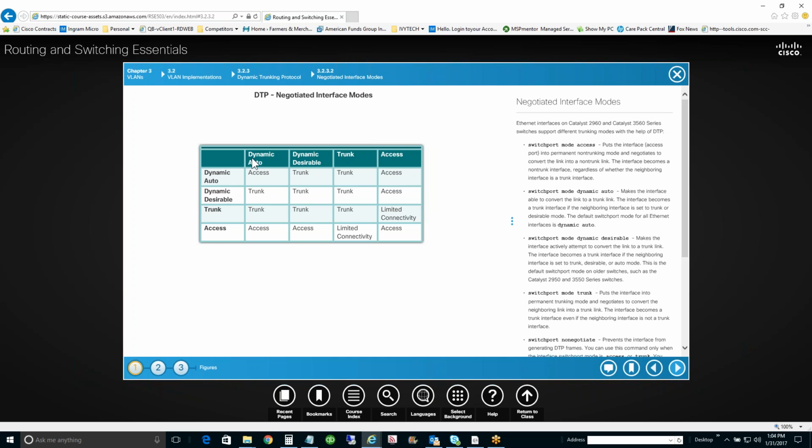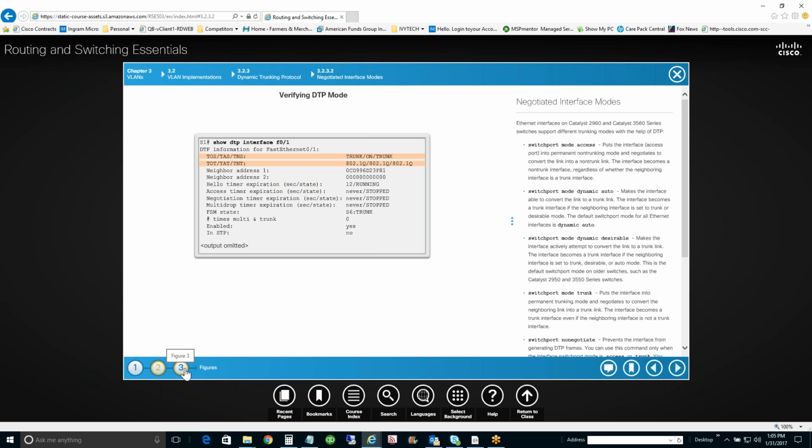Whereas if it's dynamic auto on one switch and dynamic auto on another, it won't configure a trunk port. It'll just consider it an access port. So understanding this table will help you look at a given scenario and determine whether or not it's going to create a trunk port.